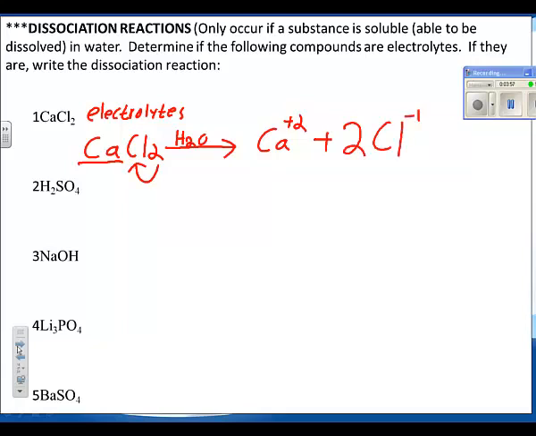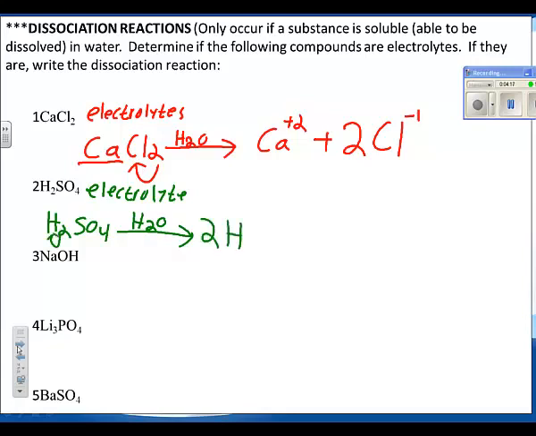Just break it apart. So H2SO4, we already decided it is ionic and soluble, so therefore it is an electrolyte. So now we're going to break it apart. Start with H2SO4. Dissociate it, which means arrow with H2O on it. So now we've got two hydrogens. So two H's. Hydrogen's in group 1, so it's a +1 charge. Plus the anion, which is going to be that whole sulfate, SO4. And sulfate, if you look on your polyatomic chart, has a charge of 2-.